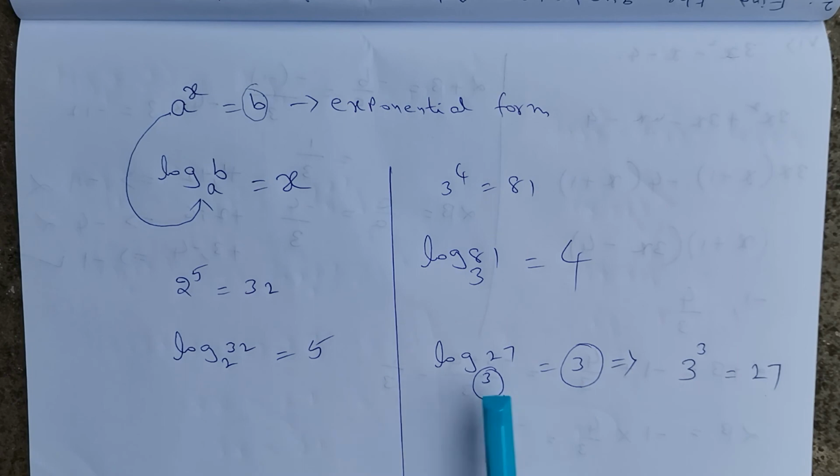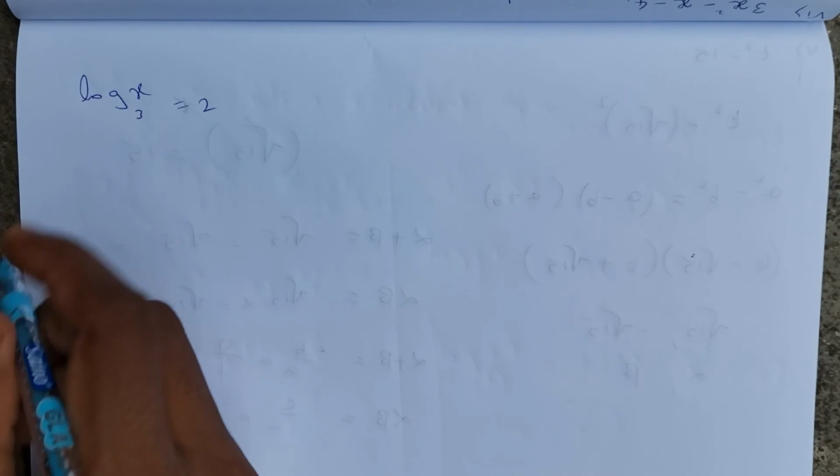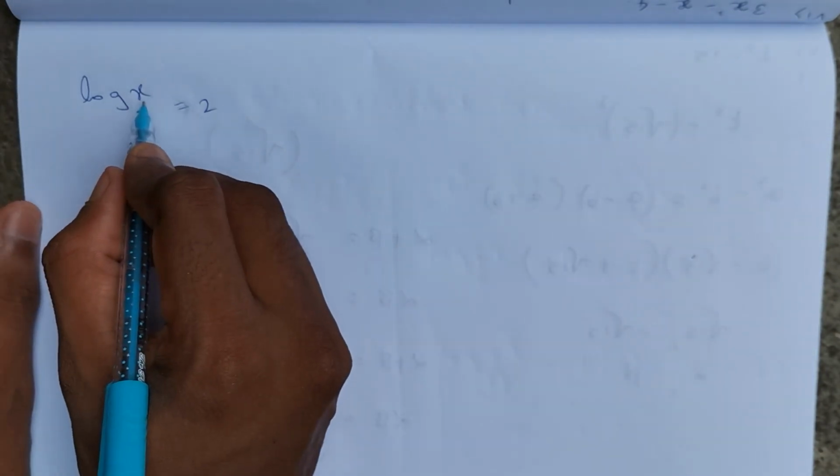Exponential form to logarithmic form to exponential form. Let us discuss one problem on that. Log x base 3 is equal to 2. Then what is the x value? Now this is in the logarithmic form. We need to convert this to exponential form. It is very easy. Here log is there for x.